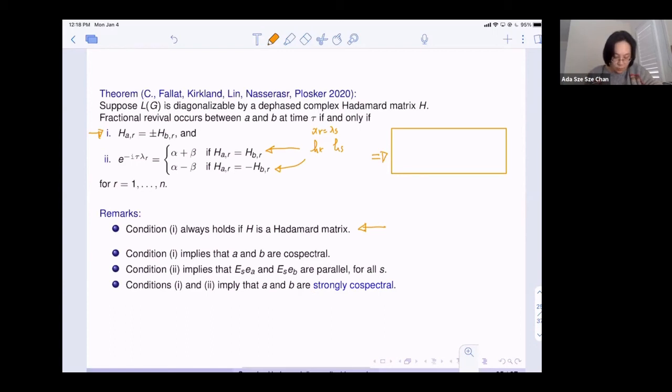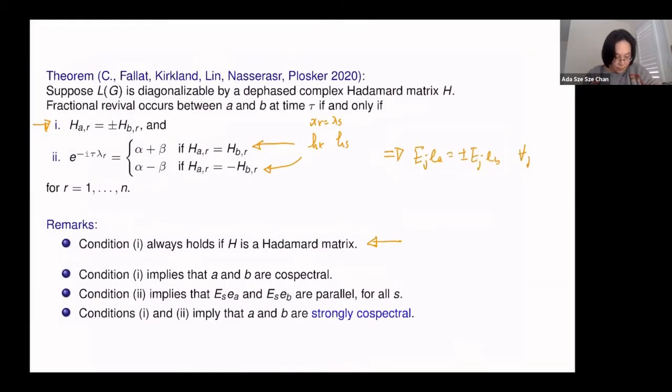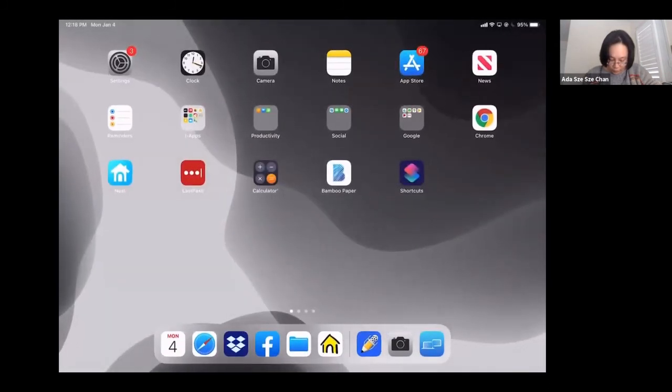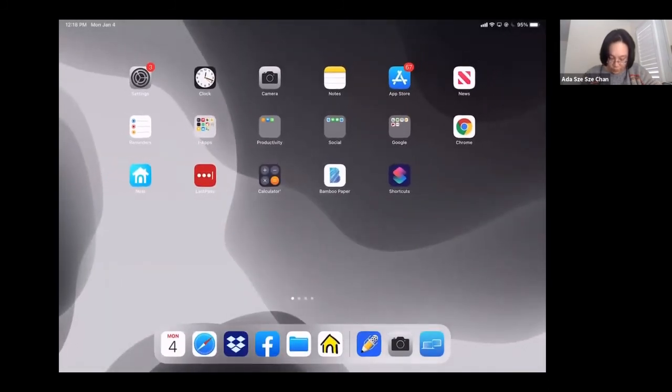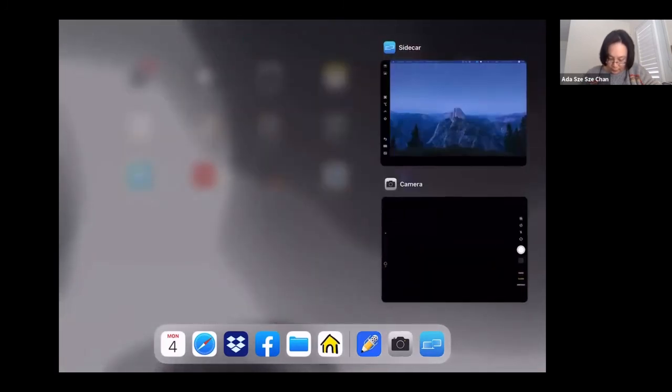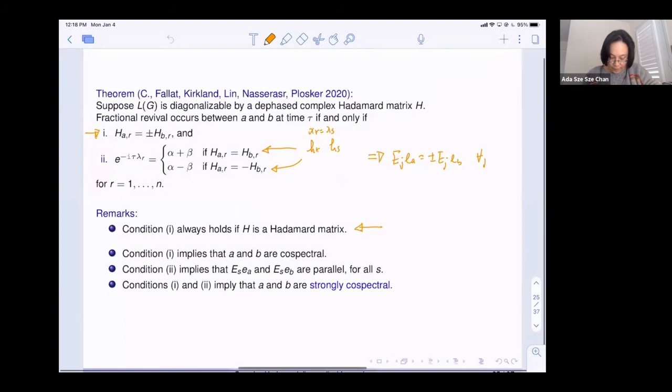Oh, my screen froze. Let's see if this is better. Sorry, excuse me. I'm going to have to stop the app and restart it. Let's hope it works.